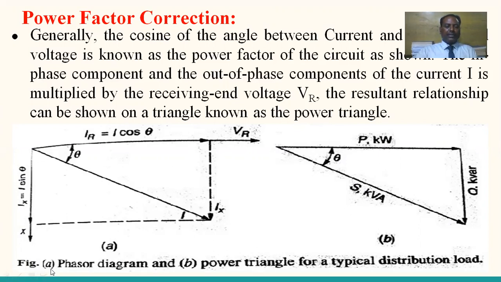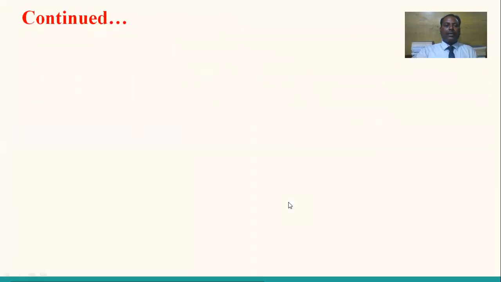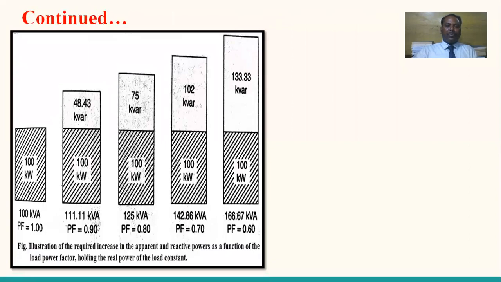So this figure represents a phasor diagram and power triangle for a typical distribution load. A sample load is considered, and these diagrams are prepared. Now, how is the power factor to be adjusted by keeping one power constant in the power triangle? In this diagram, the real power is kept constant, and the power factor varies in steps of 0.1. Let us see what happens to the remaining two powers.